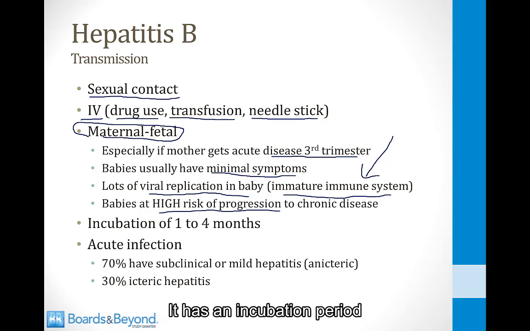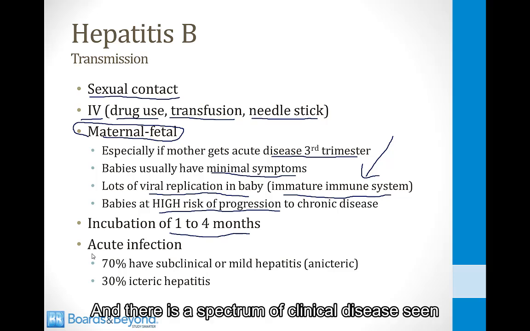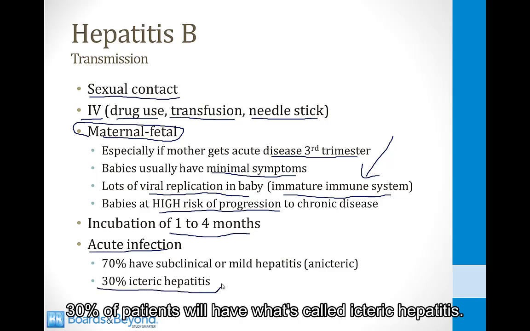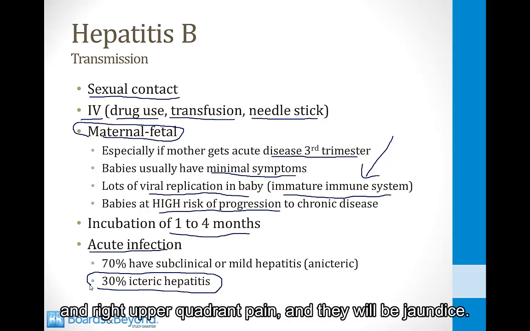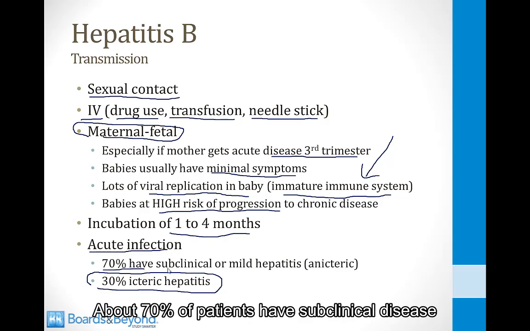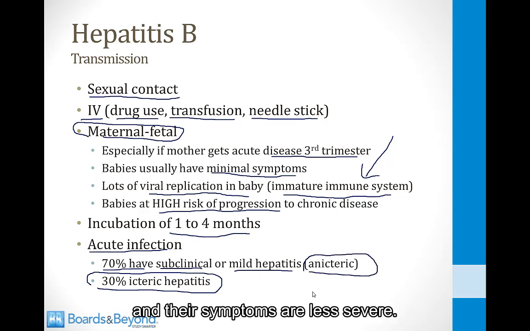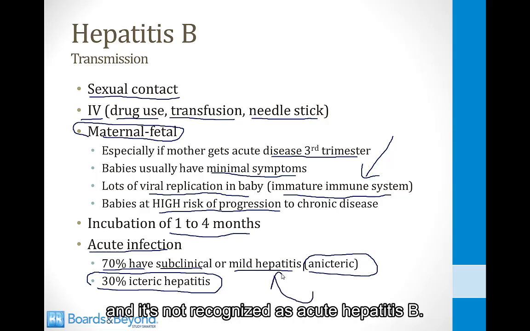It has an incubation period of 1 to 4 months after exposure, and there is a spectrum of clinical disease seen in patients with acute infection. 30% of patients will have what's called icteric hepatitis. This means they will have significant hepatitis and right upper quadrant pain, and they will be jaundiced. About 70% of patients have subclinical disease or mild hepatitis. This is often called anicteric. They're usually not jaundiced, and their symptoms are less severe. Sometimes this is thought to be just a viral illness, and it's not recognized as acute hepatitis B.